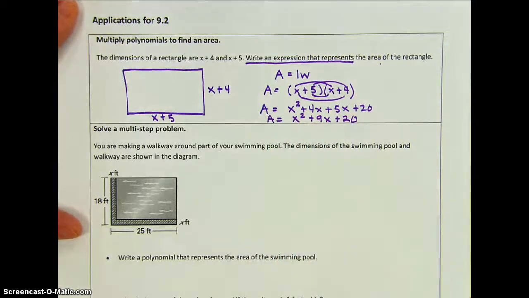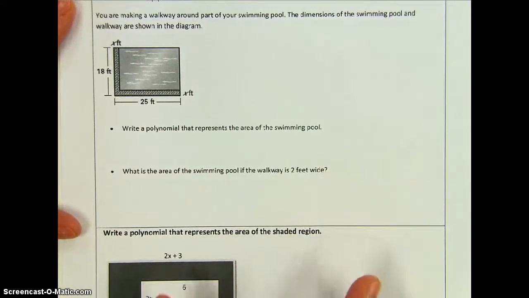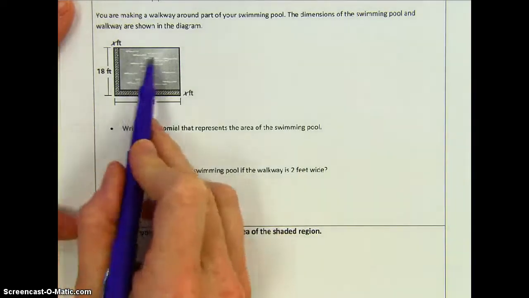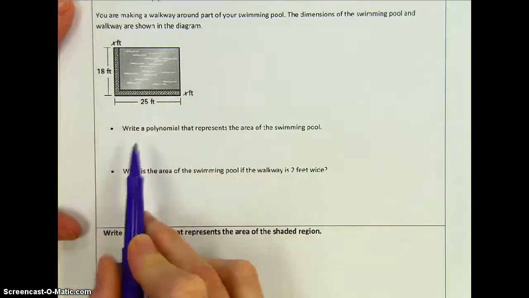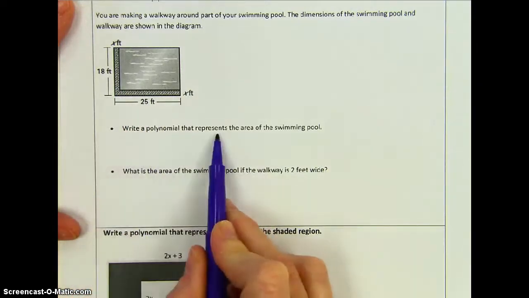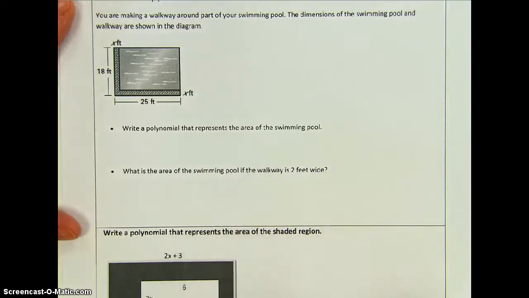Now, for the next one, it says solve a multi-step problem. And here it says you are making a walkway around part of your swimming pool. The dimensions of the swimming pool and the walkway are shown. So here is the pool, and then you have a little bitty walkway around it. And down here it says write a polynomial that represents the area of the swimming pool. Well, the trick with this problem is actually figuring out the length and the width of the rectangle.